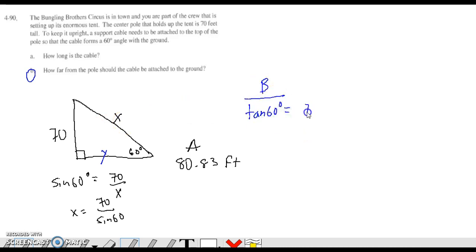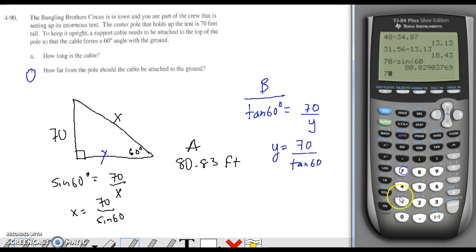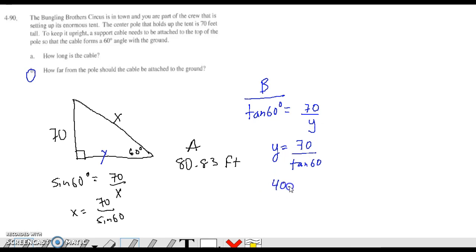So tangent of 60 is equal to opposite over adjacent. Again, multiply both sides by y, divide by tangent. So you would have this to plug into your calculator. If I plug that into my calculator, tangent of 60, we're going to get about 40.41. No rounding on this one. So 40.41, again, feet.